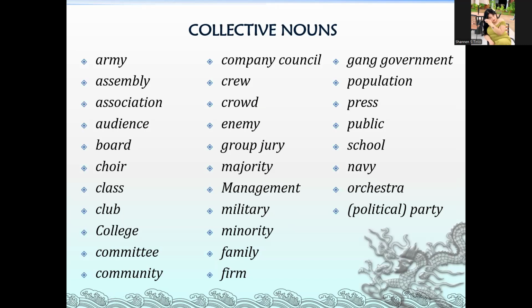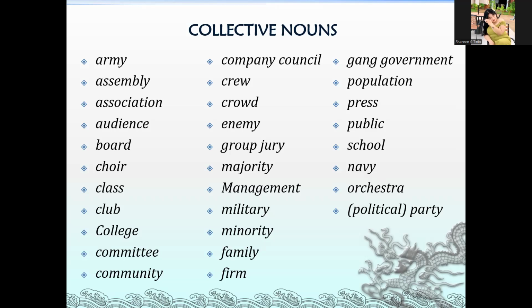So, we also have what you call collective nouns. The reason why they're called collective nouns is because they're a group, but they are considered as one. Okay, the army, assembly, association, audience, board. Sino dito magsasabing choir?